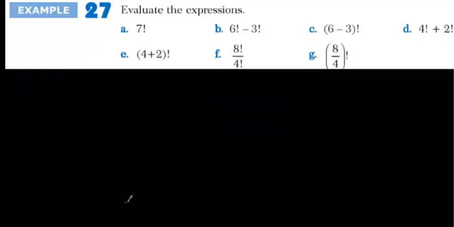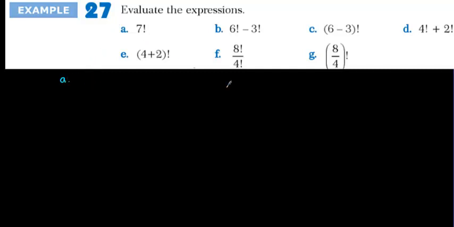Okay, the next one. Here we have some expressions, and we are going to try to find them. These expressions are not given randomly, because many students make mistakes about subtraction and addition operations. Division and multiplication we also have here. What is 7 factorial? Let's start with that one. A is equal to 7 factorial.